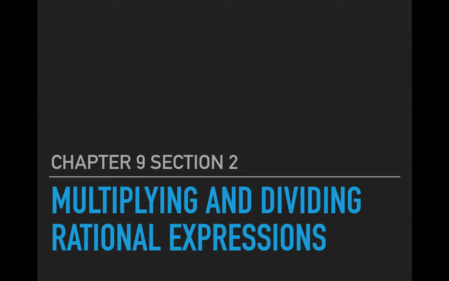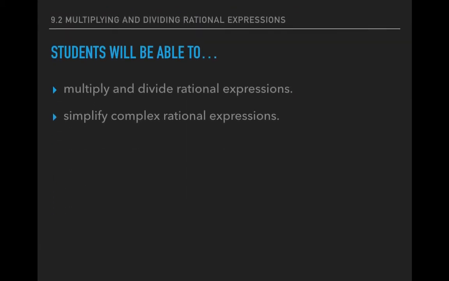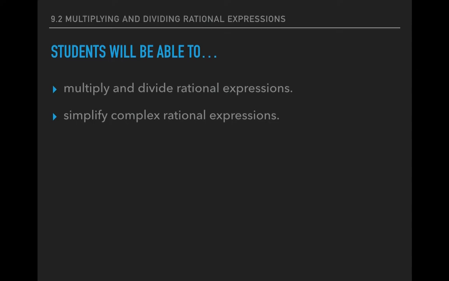We are looking at Chapter 9, Section 2. It's titled Multiplying and Dividing Rational Expressions. So as a student, what I'm looking for you to be able to do is to multiply and divide rational expressions and to simplify complex rational expressions. I'm going to show you how to do that in this instructional video. So let's get started.